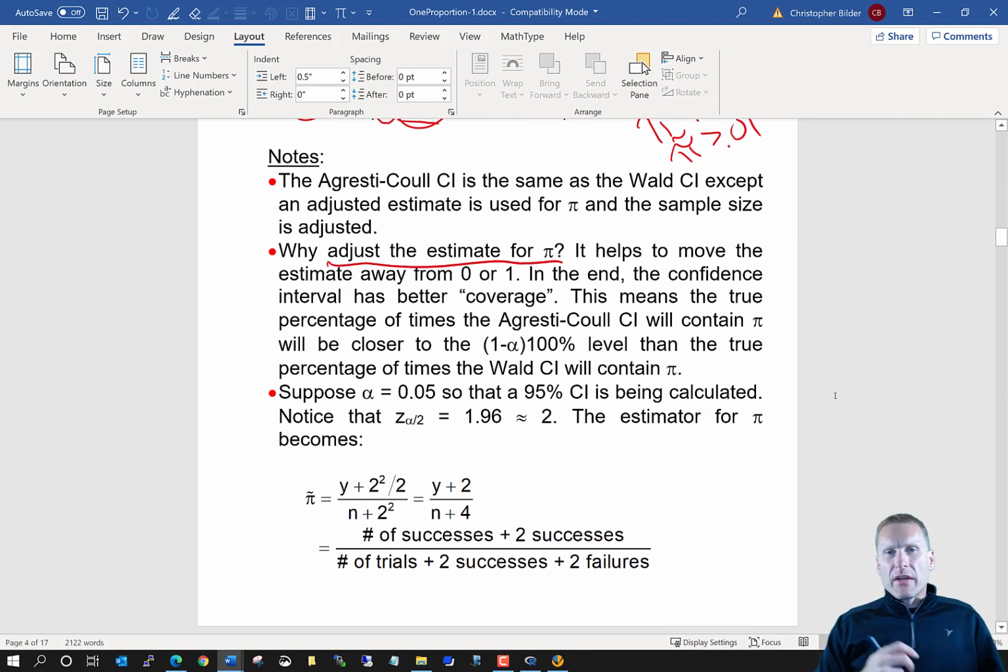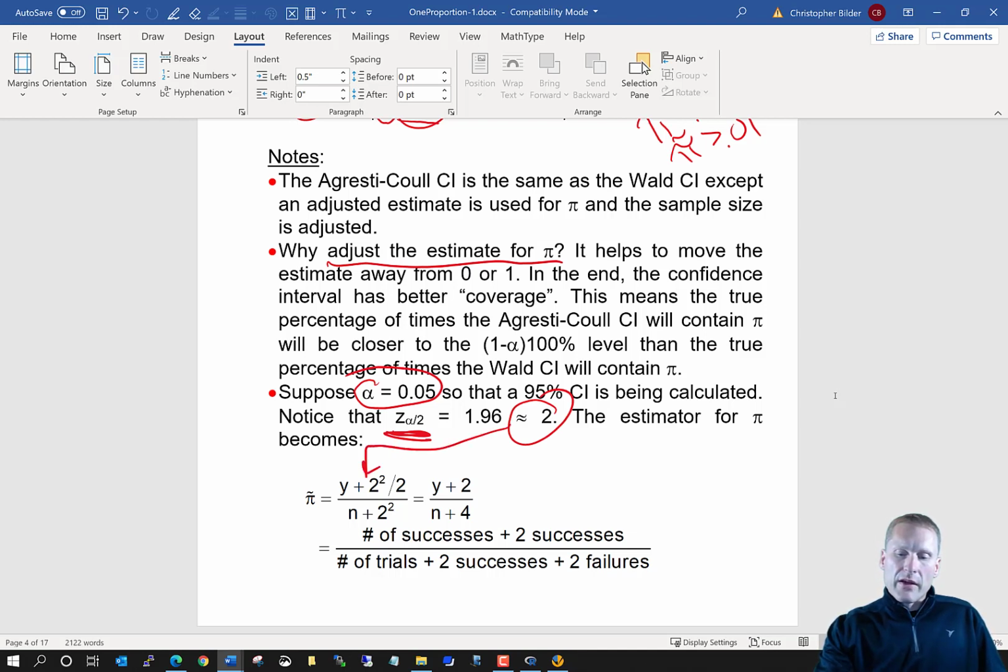Now there's another intuitive way to think about this interval. Let's say that alpha is 0.05. So that means that quantile from the standard normal is going to be 1.96. Or how about we just say approximately 2. And so let's put that 2 in there for wherever we see this z sub alpha divided by 2.